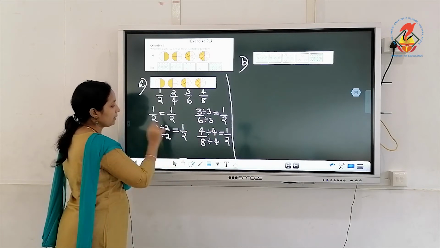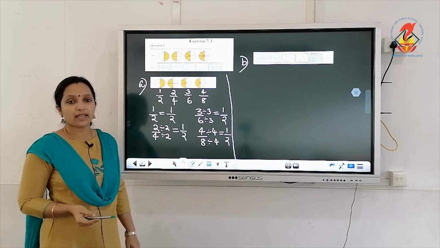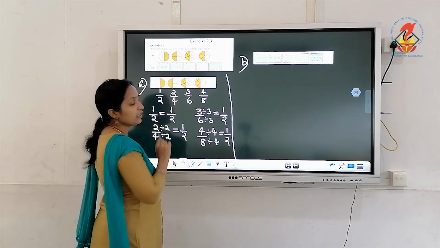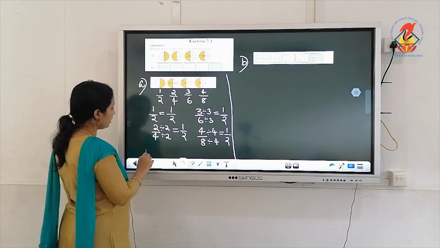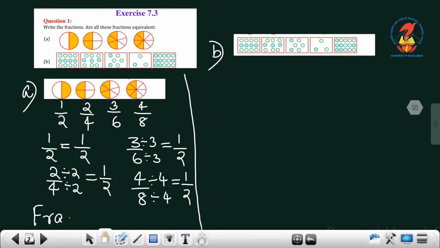It is 1 by 2, 1 by 2, 1 by 2. So what you can say here, these fractions are equivalent. So what is the answer? The given figure fractions are equivalent. I hope it's clear.